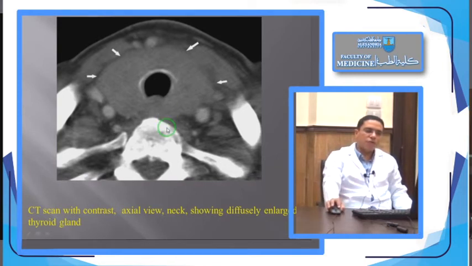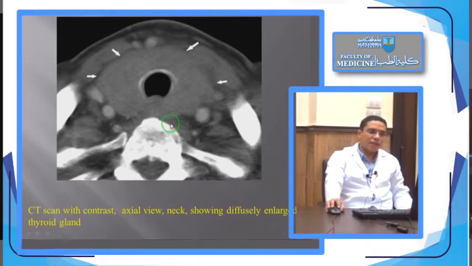We can see diffuse enlargement in cases of physiological goiter, Graves' disease, and in cases of Hashimoto thyroiditis. All these goiters can cause diffuse enlargement of the thyroid gland without nodules.